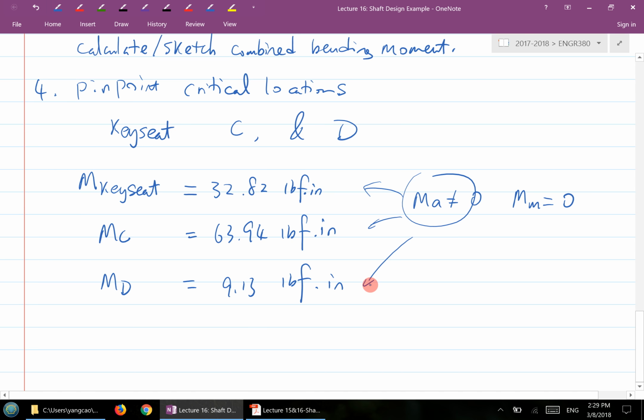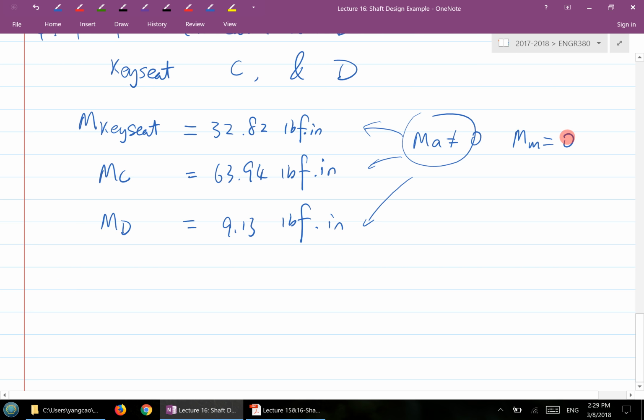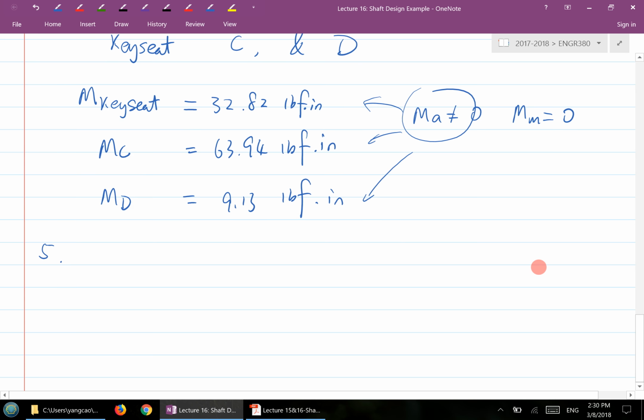Okay, so once you find the critical location, step number 5 is to find the stress. But we're talking about actually designing it here, so we're not going to specifically find a stress. We need to find the diameter of the shaft here. So that's the next big step here: find the minimum shaft diameter.